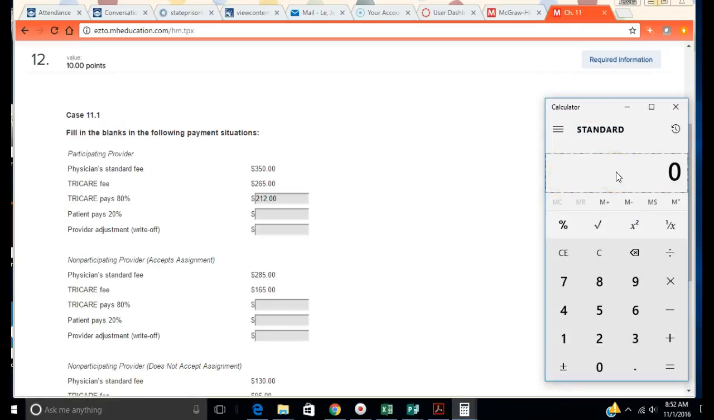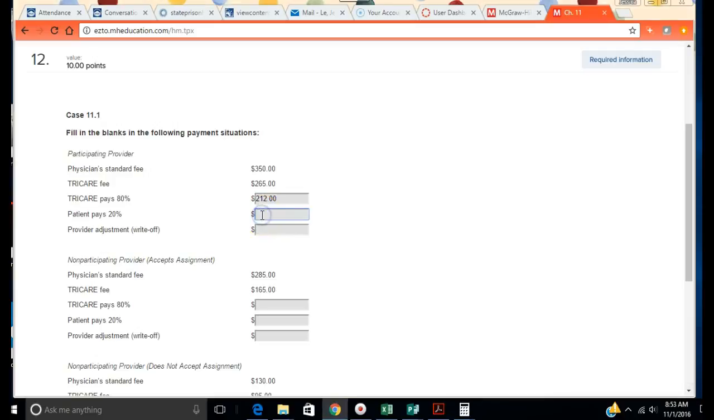Okay, so there is 20%, so then 265 times 0.2 is going to give us 53 over there. And then the write-off amount is going to be the difference between the charged and the approved. So the charged was $350 and the approved was $265. So that's going to give us a write-off amount of $85 there. So we'll put those in there. So that was 53 and 85, right?